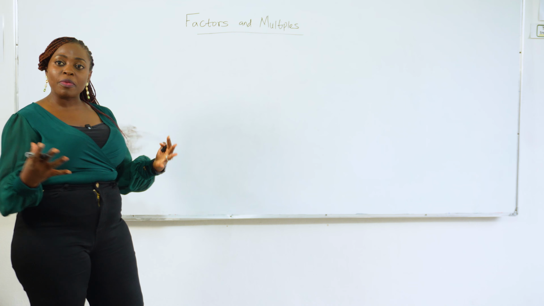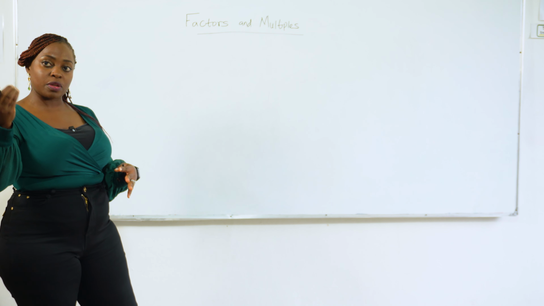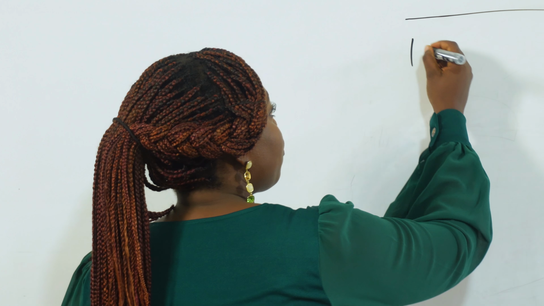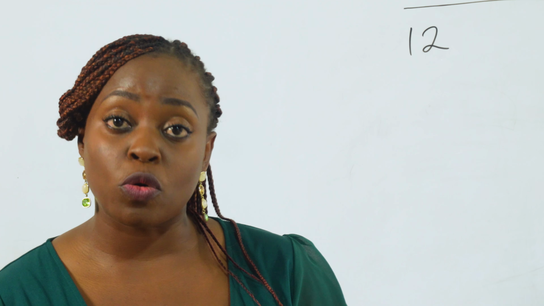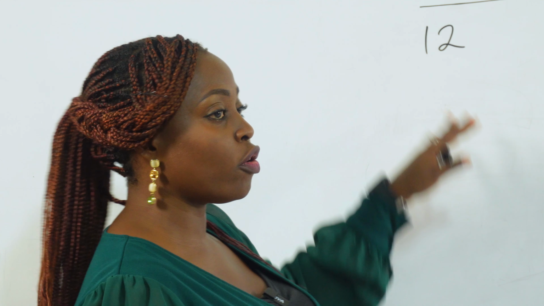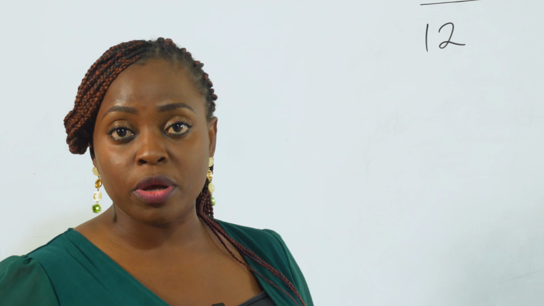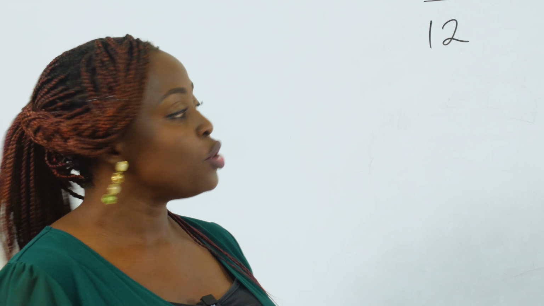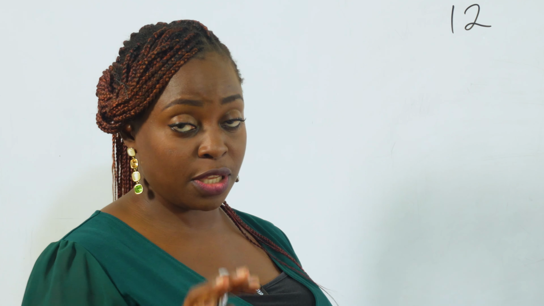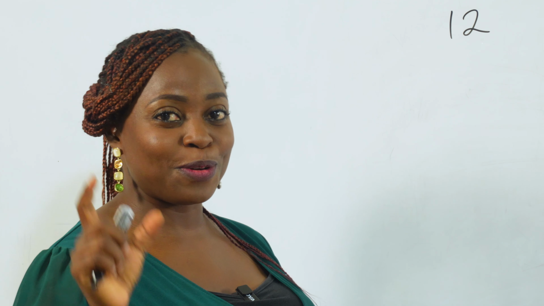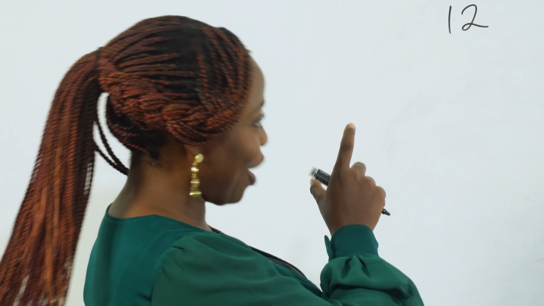Factors are two numbers that, when multiplied together, give you a particular number. For example, let's look for the factors of 12. So you want to look for the pairs of numbers that when multiplied will give you 12. Those individual numbers are called factors. So the highest factor of a number is the number itself. I'll say that again. The highest factor of a number is the number itself.